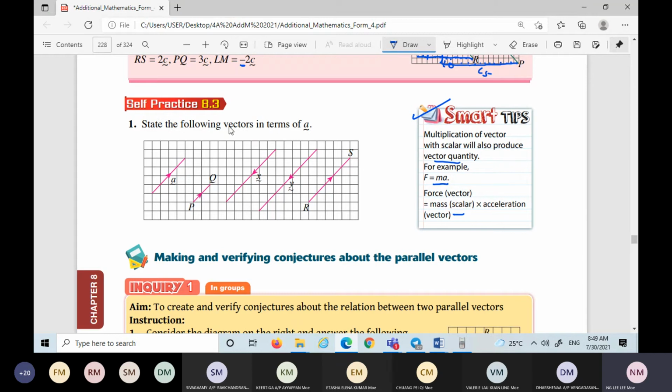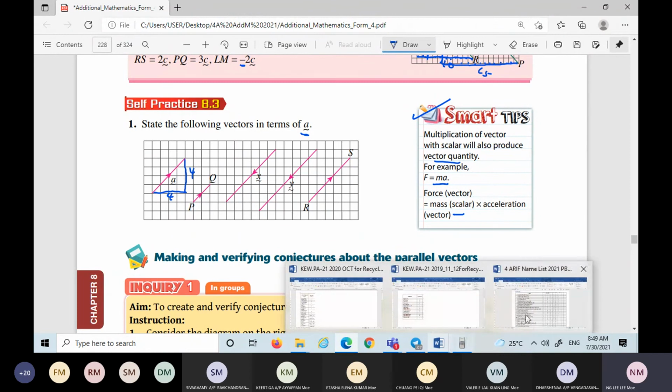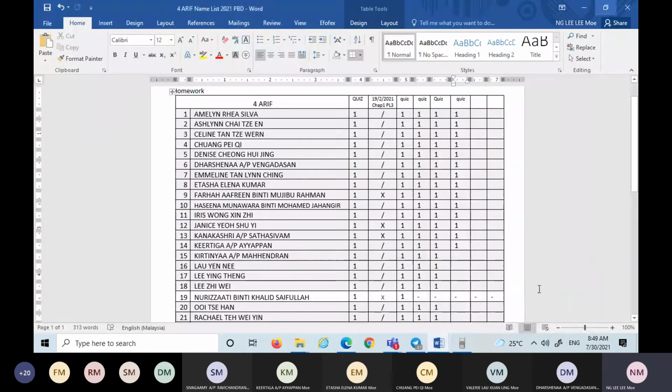So the same thing, state the following vectors in terms of A. A is here, so I count for you first. This is 4, 4 by 4 for A. Now we follow this. You answer one by one. How many questions do I have? 4 questions, so I need 4 girls: Christina, Yenny, Yinteng, and Ziwei.